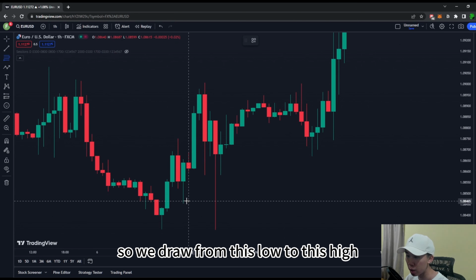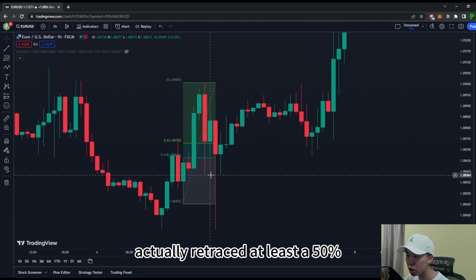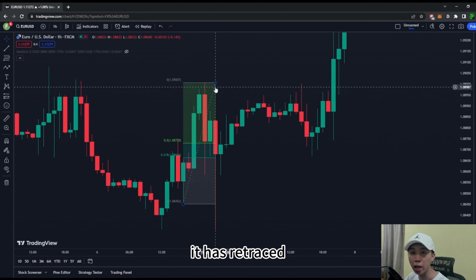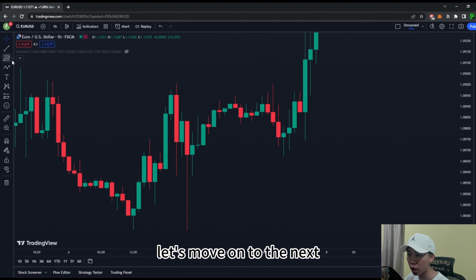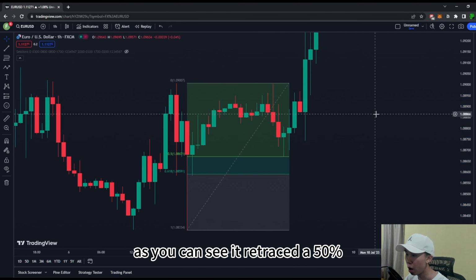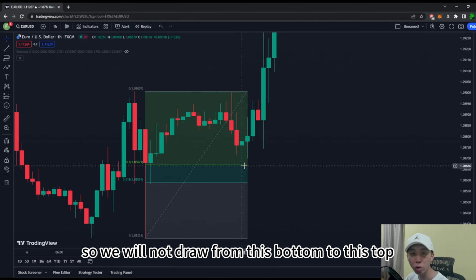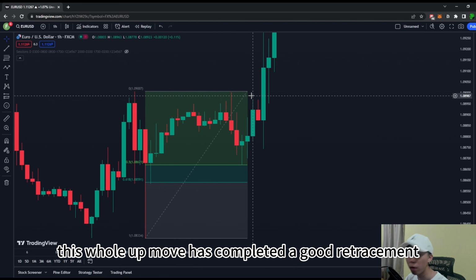So we draw from this low to this high. Can you see that the price actually retraced at least a 50%? So this whole up move from this bottom to top has retraced, so we will not consider this up move. Let's move on to the next. If I take this low to, for example, this top, as you can see, it retraced a 50%. So we will not draw from this bottom to this top. This whole up move has completed a good retracement.